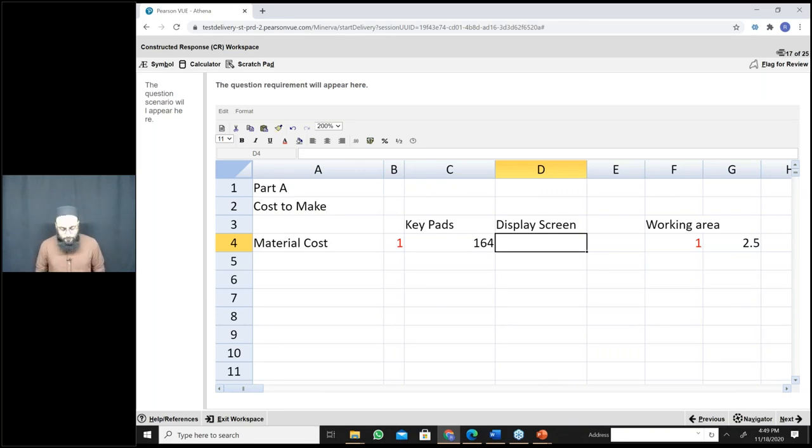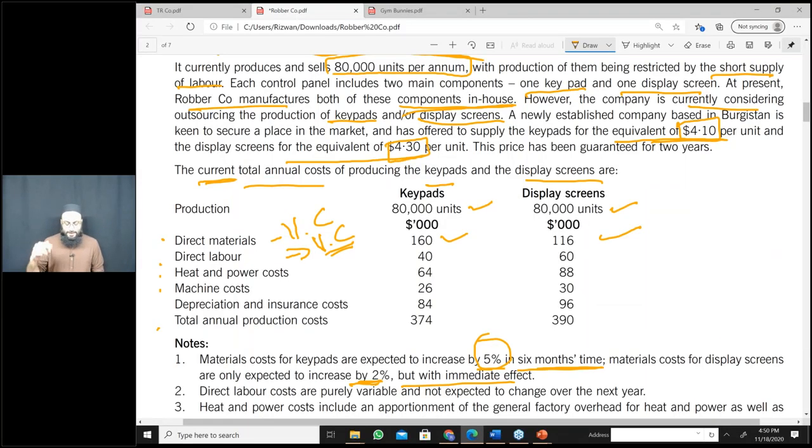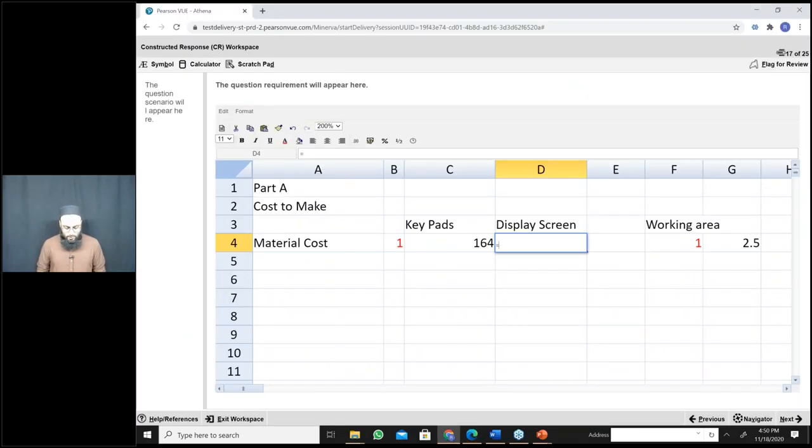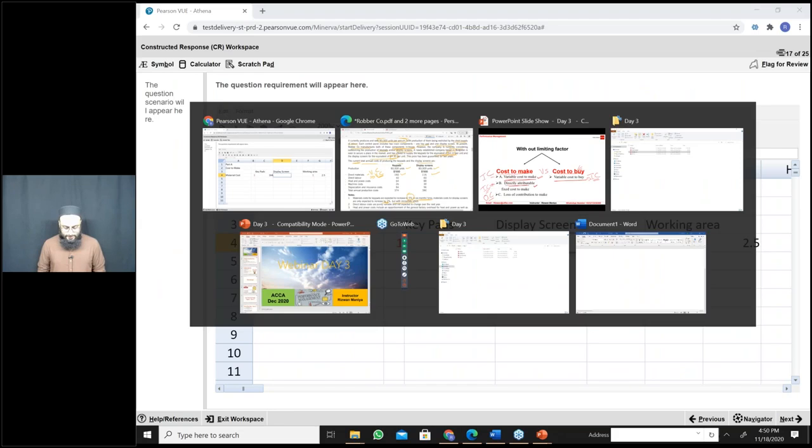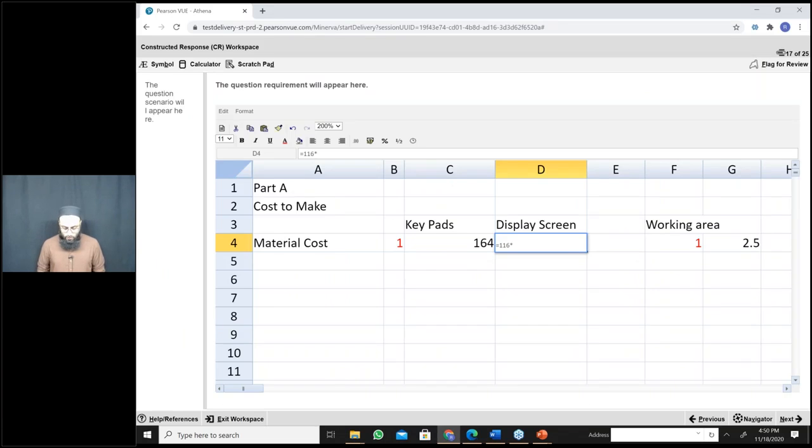For display screen, it's 116 and the 2% increase will be applied with immediate effect. So it's simple. 116 multiplied by 1.02, and that is 118.32. So I'll tell you the marking scheme here as well, the marks that you are getting here. For this calculation you will get 1 mark out of 8.